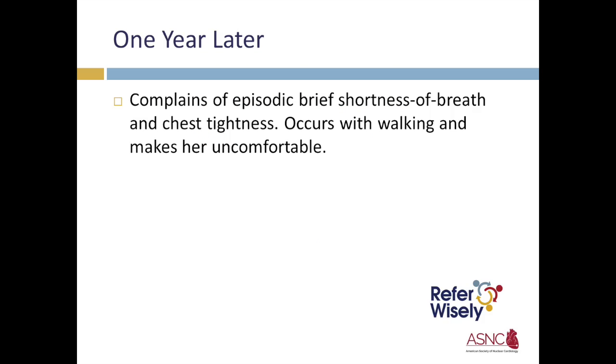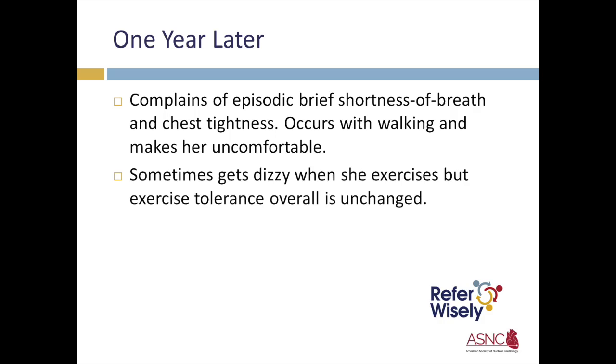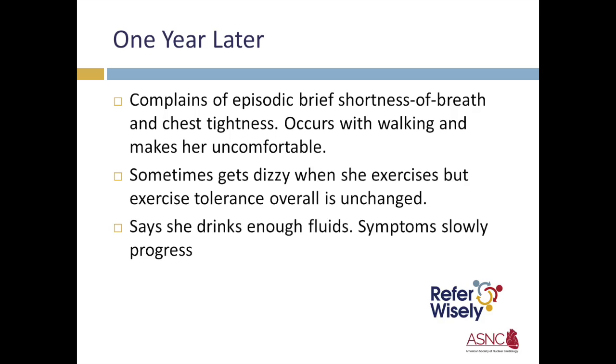One year later, the patient represents with new symptoms. She complains of episodic brief shortness of breath and chest tightness. It occurs when walking, and it makes her uncomfortable. Sometimes she gets dizzy when she exercises, but she says her exercise tolerance overall is unchanged. She drinks plenty of fluids when she exercises, but she's bothered by the fact that the symptoms are becoming slowly progressive. How should she be evaluated at this point in time?